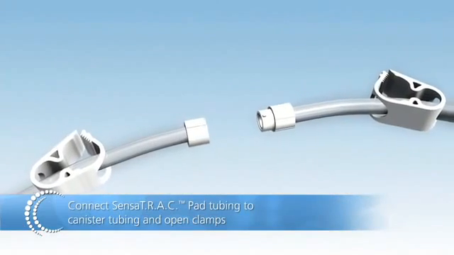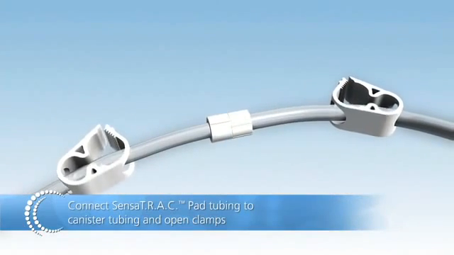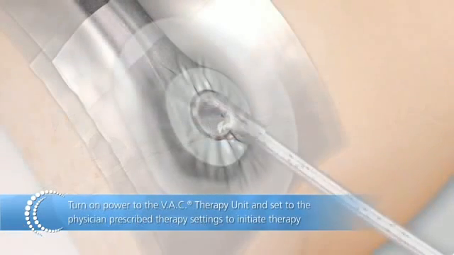Connect SensaTrack pad tubing to canister tubing and open clamps. Turn on power to the VAC therapy unit and set to the physician-prescribed therapy settings to initiate therapy.